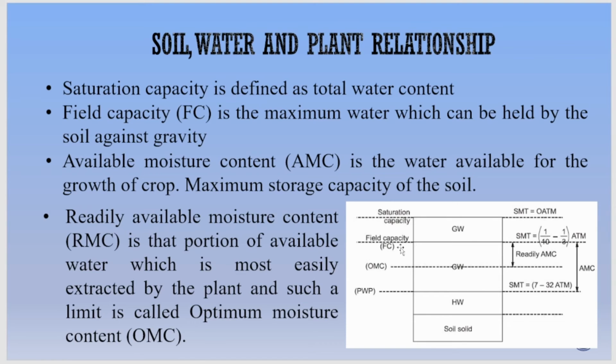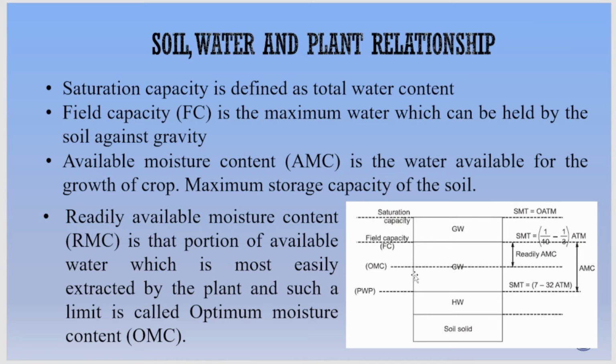For example, optimum moisture content means what? If the water level goes below the optimum moisture content, it is less utilizable. The plants or the crops will find it difficult to get the water if it goes below the optimum moisture content.